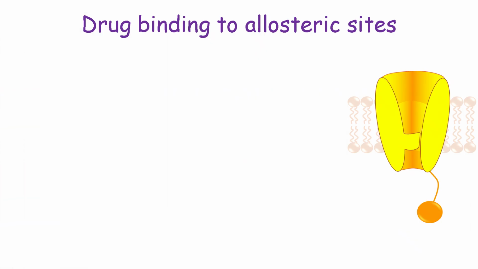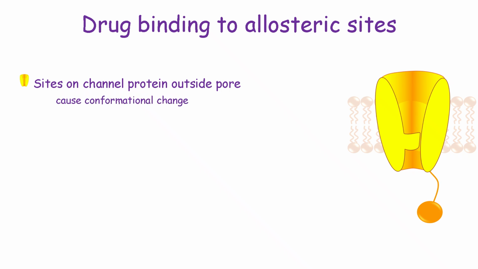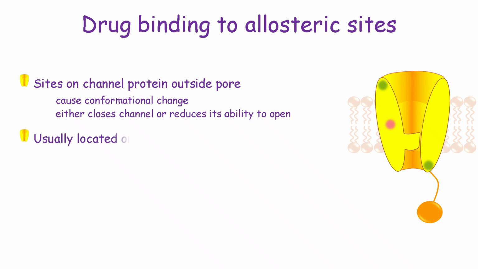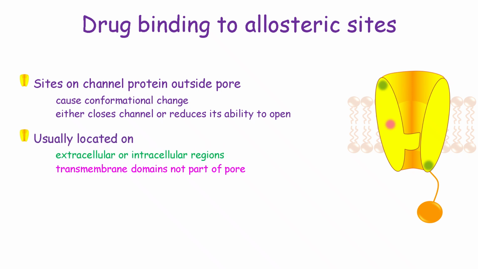Allosteric sites on ion channels are regions outside the pore where drug binding induces a conformational change in the channel protein. This typically leads to channel closure or a reduced ability to open. Allosteric sites located on the extracellular domains are accessible to hydrophilic or charged molecules acting from outside the cell. Sites on intracellular domains respond to drugs that must cross the cell membrane to act from within.